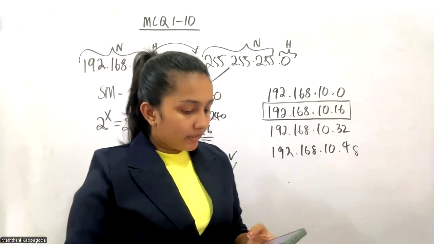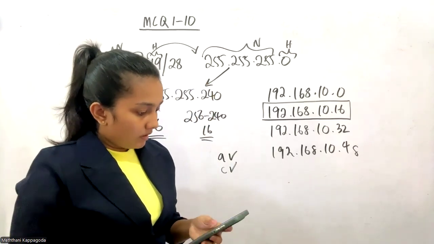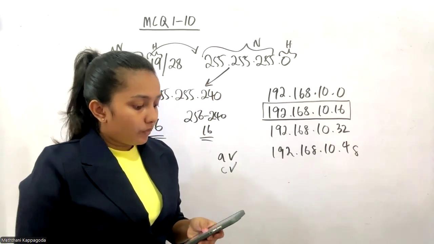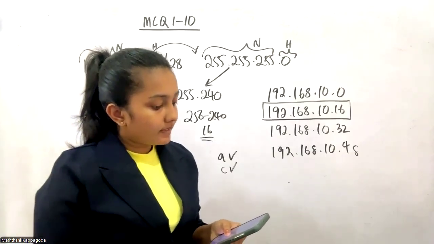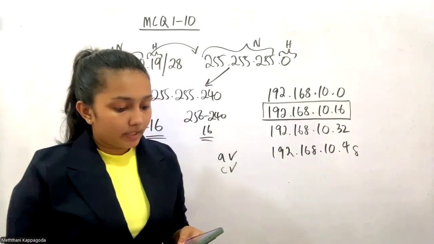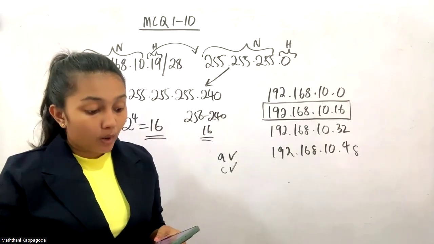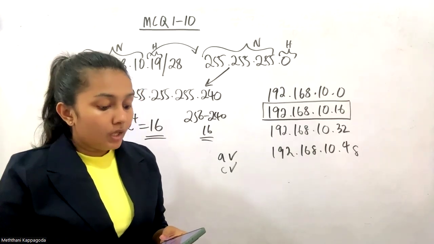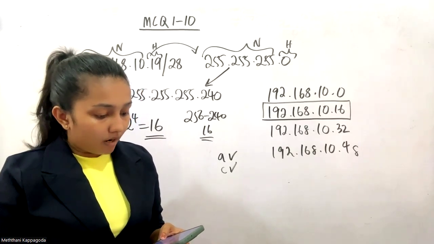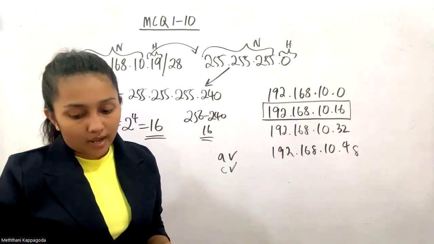Right. Question number 3. The IP network 192.168.50.0 is to be divided into 12 equal size subnets. Which of the following subnet masks correspond to these requirements?